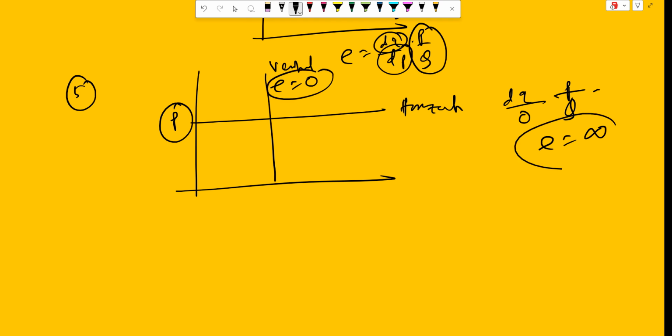Okay, so quite a long range over here, zero to infinity, and here Q is fixed. So dQ by dP, with respect to that we can say the elasticity value.